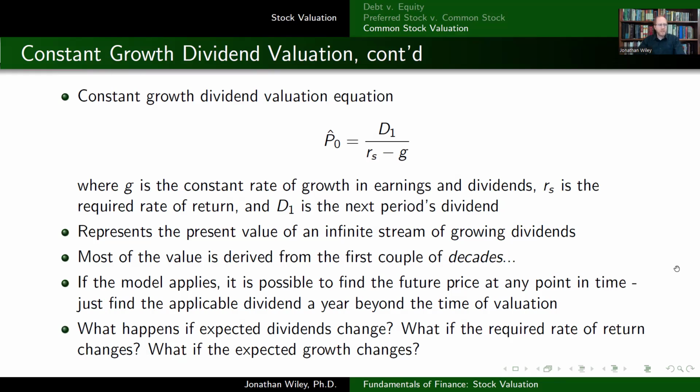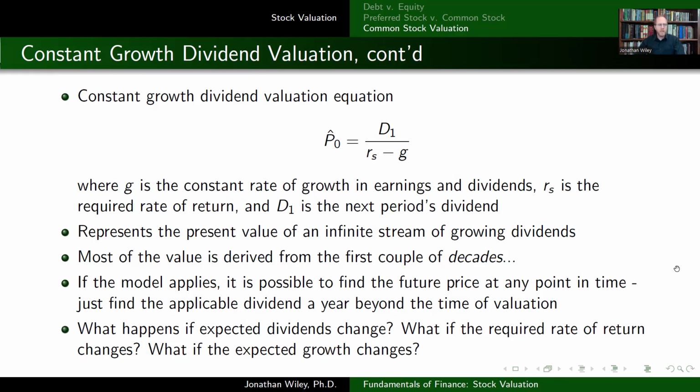Now, it is worth noting that if this model works, that's a big if, but if the model works, it's possible to find the future price at any point in time. All we have to do is find the applicable dividend 1 year beyond that point. So if I want to know what the price would be at the end of year 10, all I need to do is find the dividend that I would expect for year 11, because that'd be 1 year further out. And then that would be my D1 over RS minus G, and bingo, now I've got the value at the end of year 10. So the nice thing with this model is I can figure out the price at any point in time if this model is working.